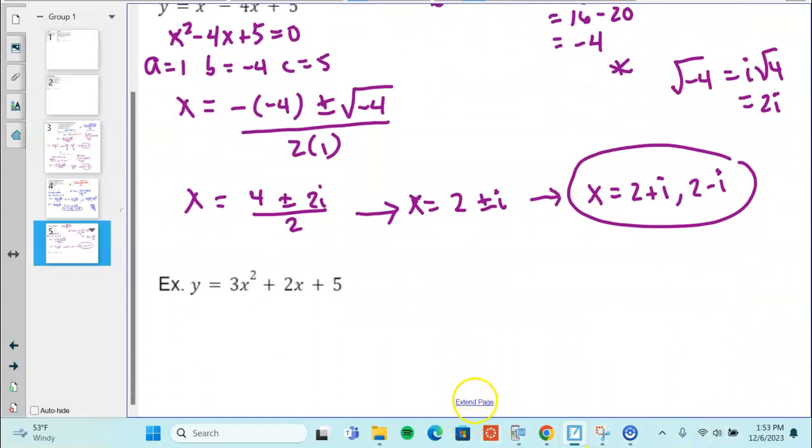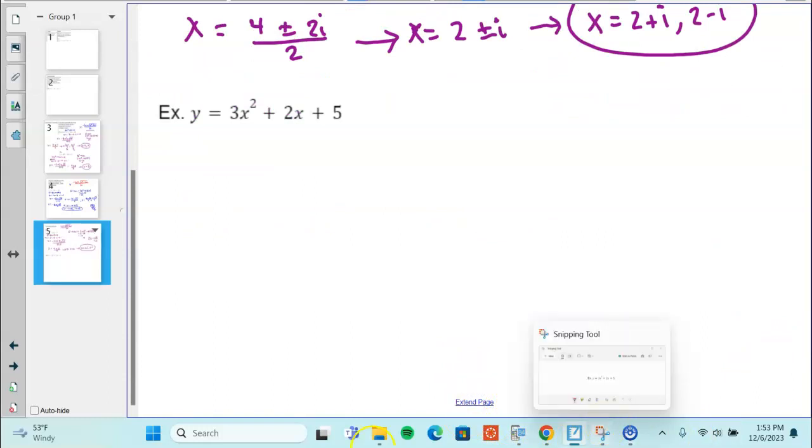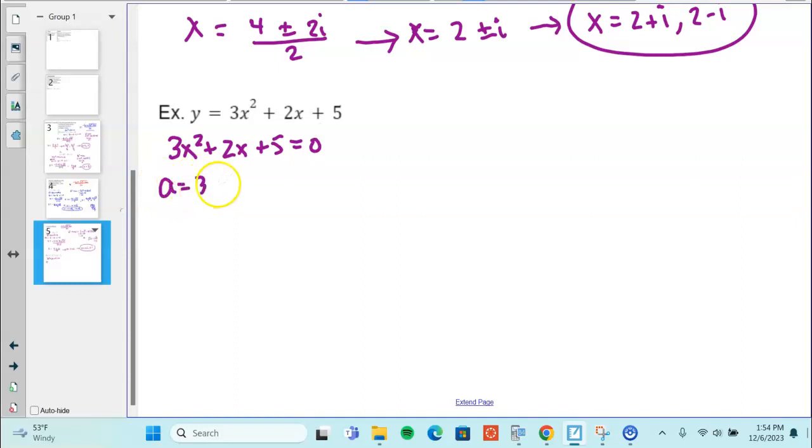Okay, we're going to do a second example. We have a quadratic function that we're trying to find the roots for. In other words, we need to find the zeros of the function. So we need to solve that equation and find the values of x that will make y equal to 0. So again, a, b, c. It's a terrible b. Still a terrible b.